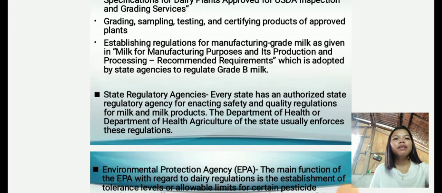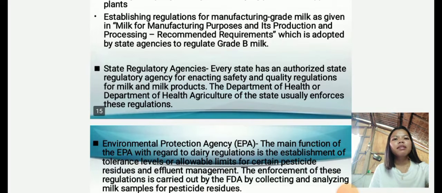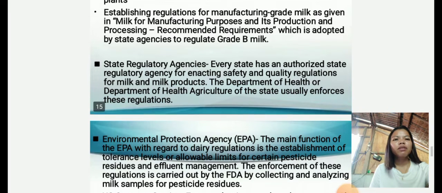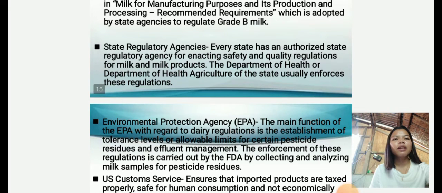Grading, sampling, testing, and certifying products of approved plants, establishing regulations for manufacturing grade milk as given in milk for manufacturing purposes, and its production and processing, recommended requirements which are adopted by state agencies to regulate grade B milk.